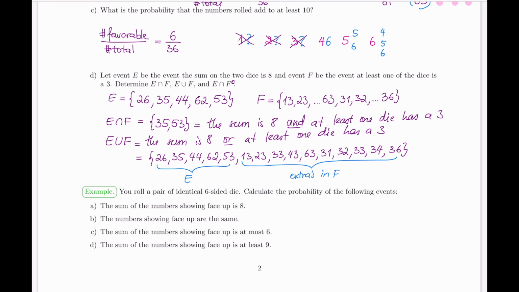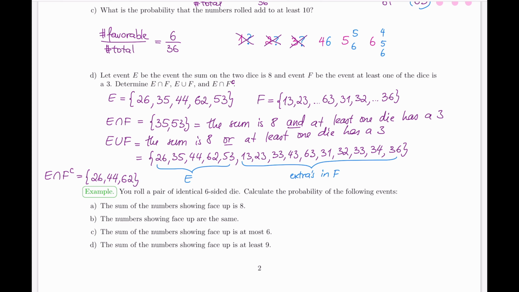So I'm looking for the commonality between the set E and the set not F. So I need to have that the sum of two dice is 8, because it needs to be in E, but the dice do not have a 3 on them. So purely from this verbal description, I can see that my intersection will be everything in E that does not have a 3. So 2, 6, 4, 4, and 6, 2.